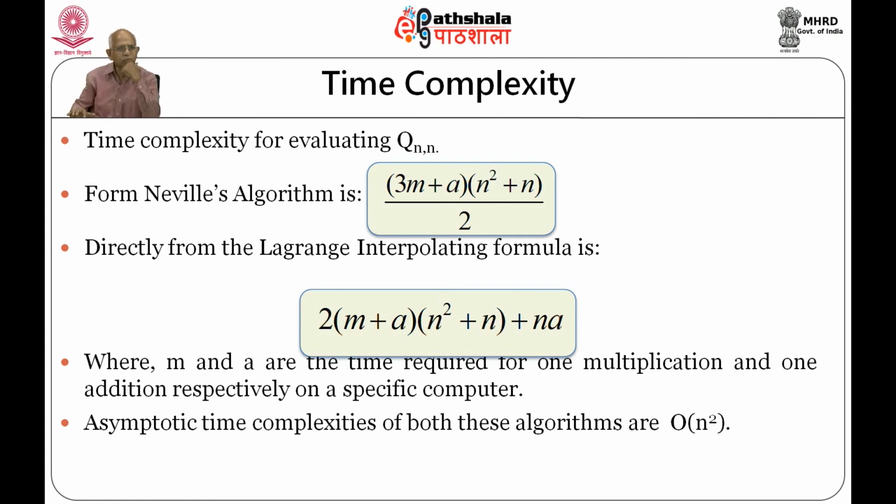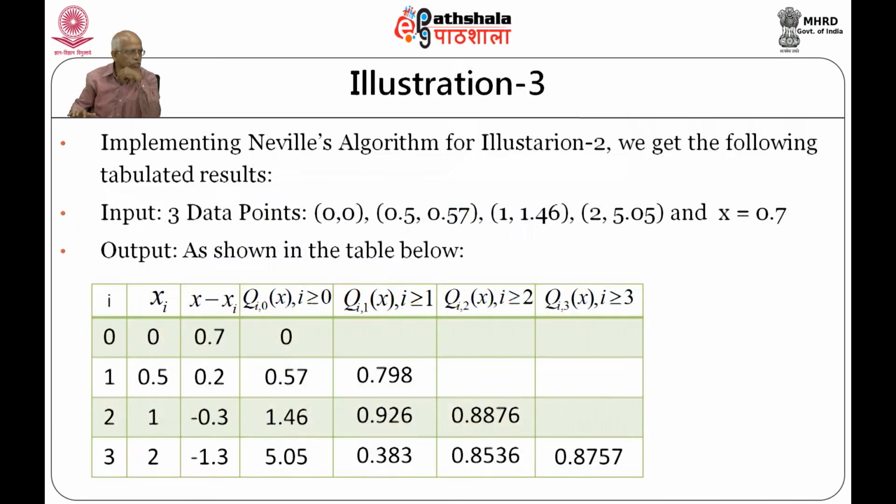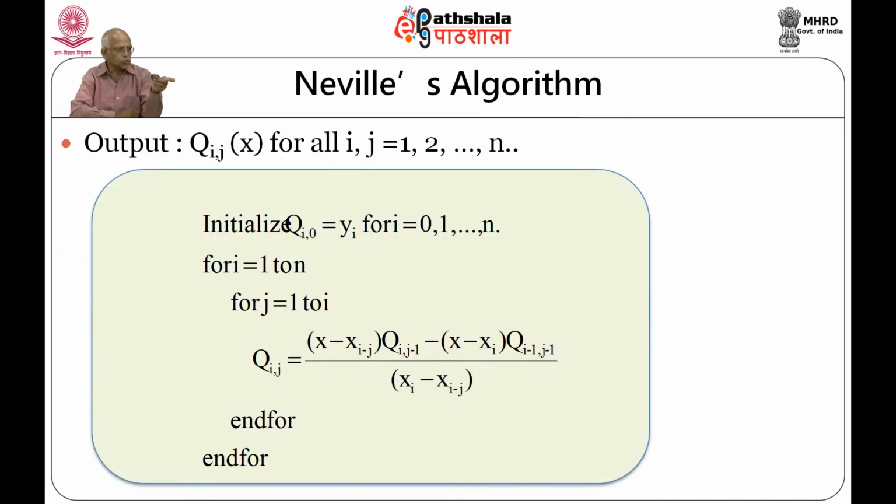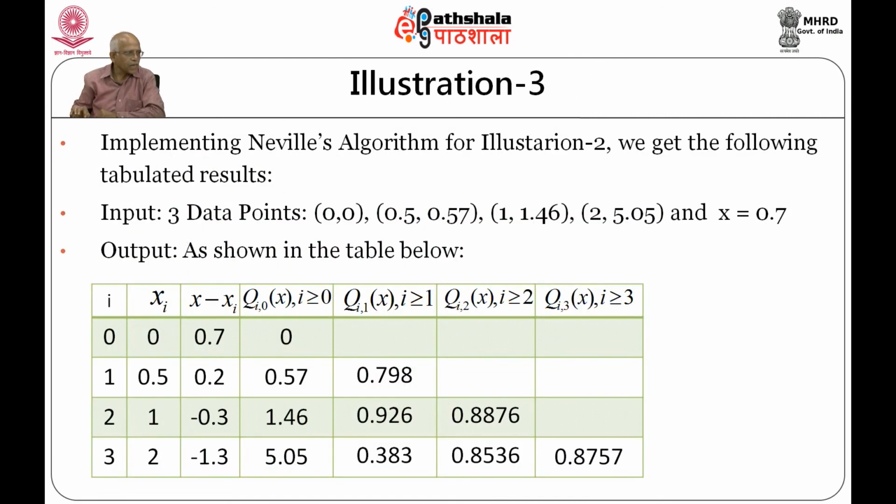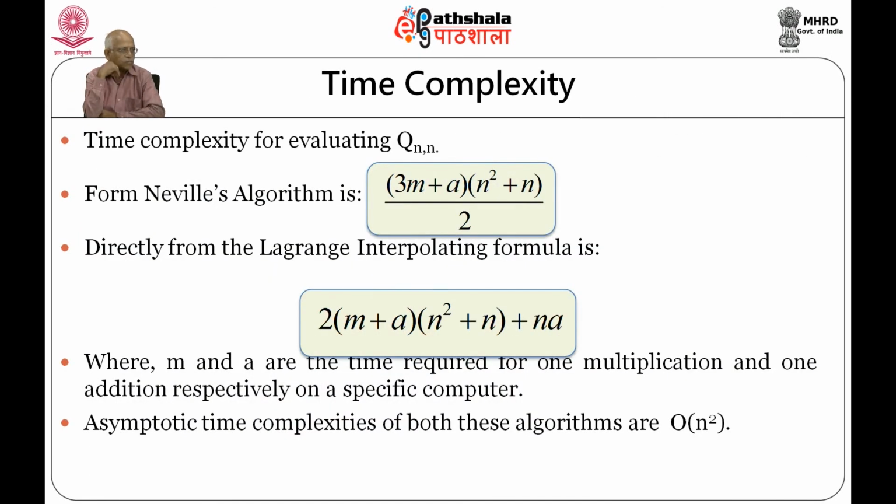Now, with that expression, how many product and division operations are involved? If you look at this, there will be 2 products in the numerator and 1 division I have to perform, and 1 subtraction operation I have to do. So all these operations together will take 3 m plus a times, and therefore from Neville's algorithm we get the number of operations performed as 3 m plus a into n square plus n by 2 times.